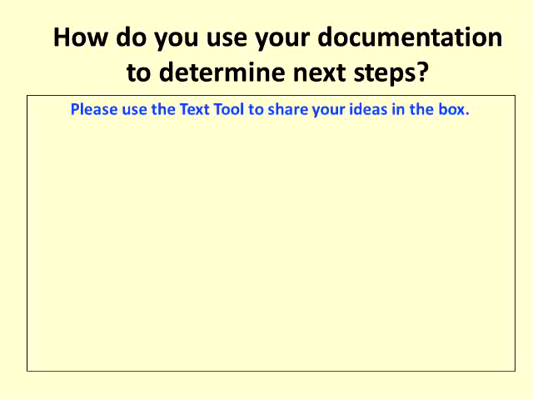So then our next little part in this, and I guess our final little part, is how do you use documentation to determine next steps? So now that you've kind of taken down that documentation and you've gathered all this evidence, how do you use that to kind of determine where you're going next? If you wanted to use the text tool and share some ideas in the box, or if not, if you wanted to type some in the chat window, maybe you could do that.